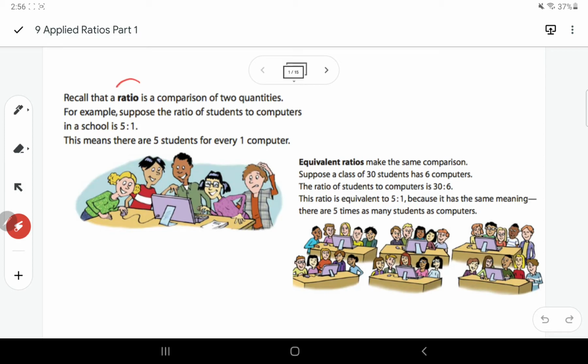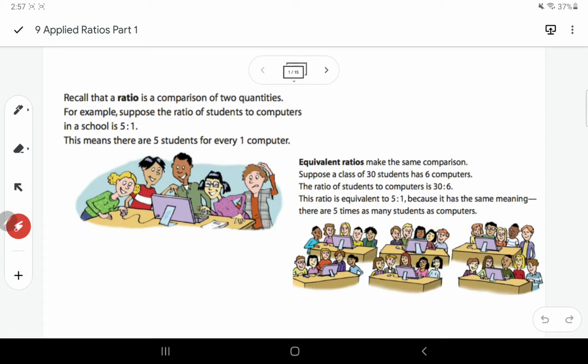So you've probably seen a ratio as a comparison of two different amounts. This example says that the number of students to computers at this school or in a class is 5 to 1. That means that there's 5 students for every 1 computer. And that's kind of a picture of that, but that doesn't necessarily mean that there's only 5 kids in the class. Probably there's not, right?